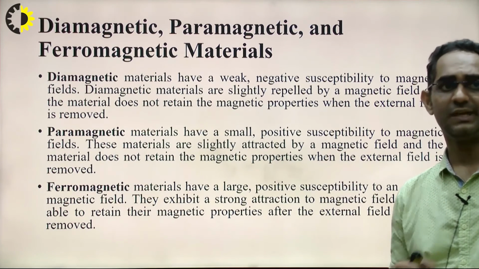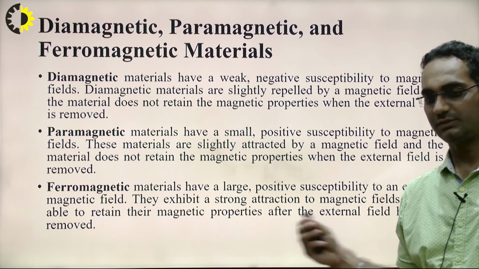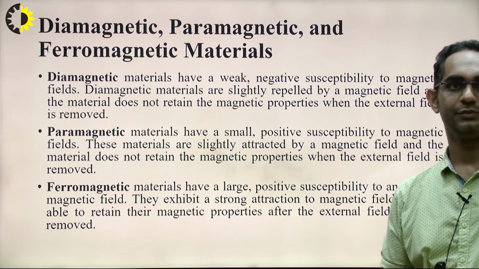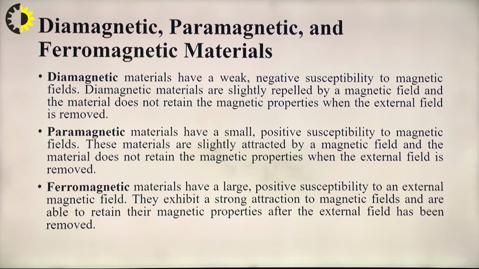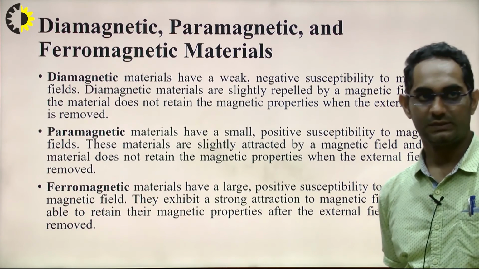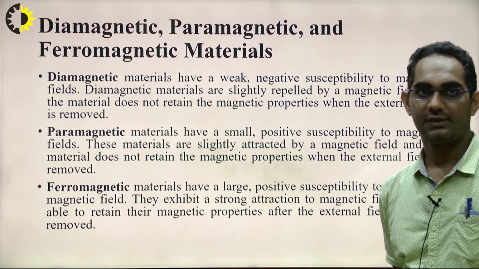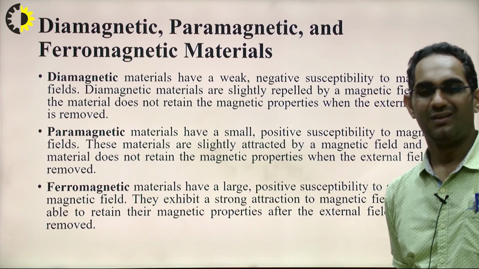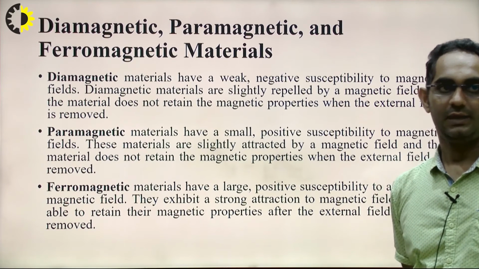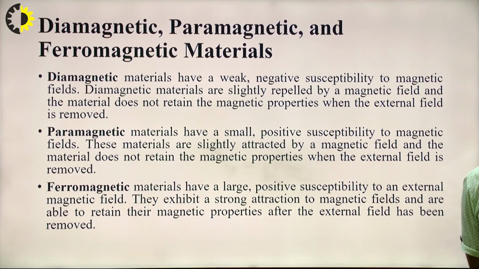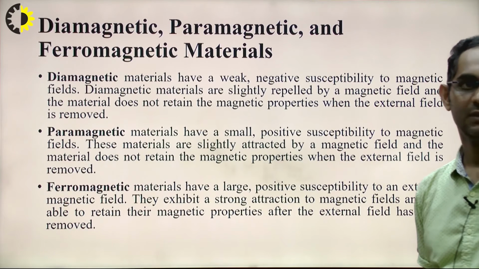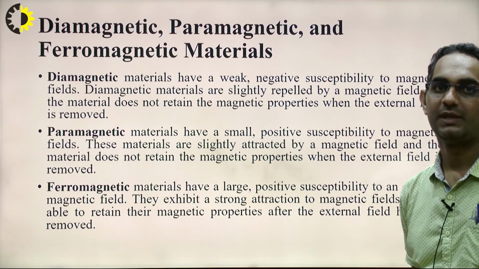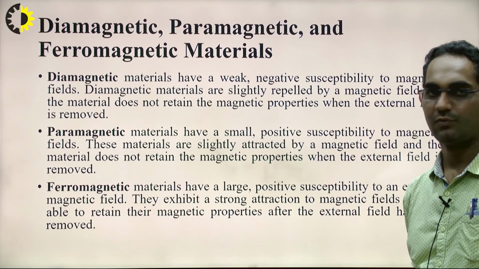Now, what are these diamagnetic, paramagnetic and ferromagnetic materials? This is one of the important things to take care of: diamagnetic materials have a weak negative susceptibility to magnetic fields. Diamagnetic materials are slightly repelled by a magnetic field and the material does not retain the magnetic properties when the external field is removed.